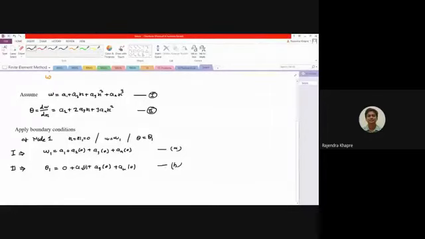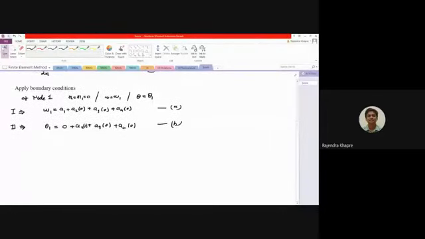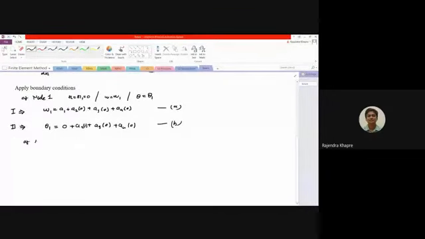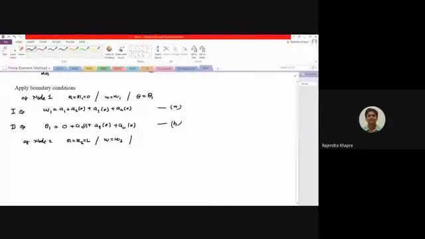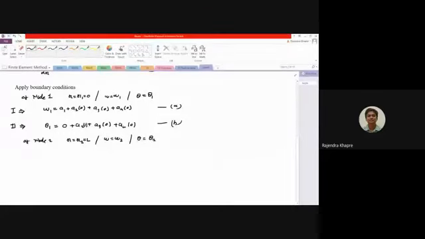Now let us substitute the boundary conditions at node number 2. At node 2 the value of x will be called x2 and its numerical value will be L. The value of w will be called w2, its numerical value is not known, and the theta value will be called theta2, and its numerical value is also not known. So let us rewrite expression number 1 using these boundary conditions.